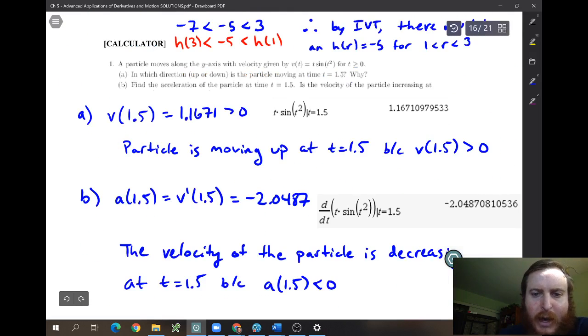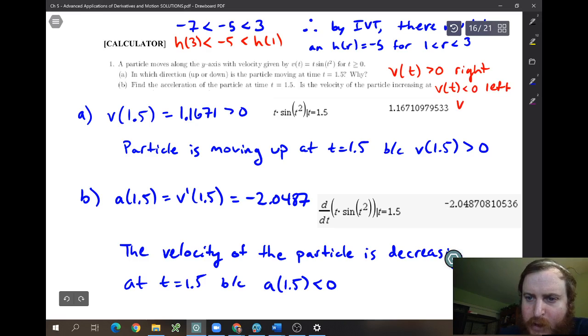Okay, next up, this is a calculator question, and it's another particle motion question. We're given the velocity again. And in what direction is the particle moving at time 1.5? So for directions, we always want to look at v of t. If v of t is positive, then we're moving to the right, or in this case, up. If v of t is negative, then we're moving to the left, or in this case, down. And if v of t is 0, then we're at rest.